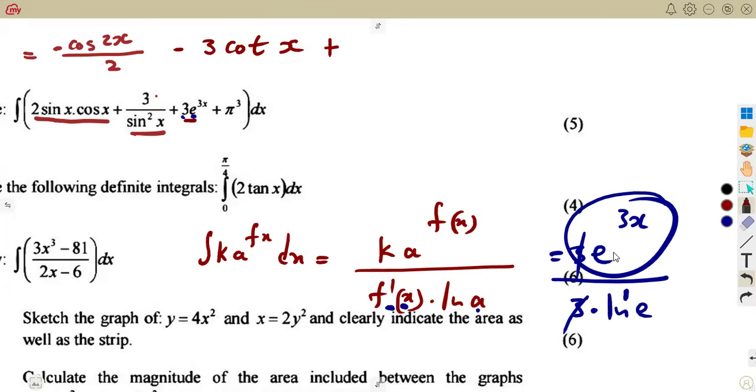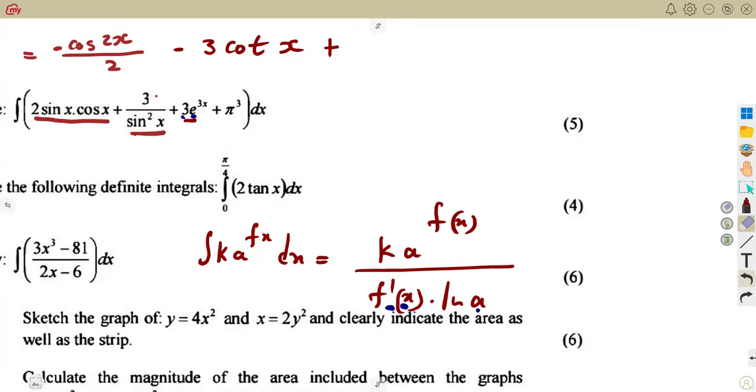So here what made us to have this was because the 3, the constant, was already there. Then we divided by this. So that is why we ended up with e to the exponent of 3x.